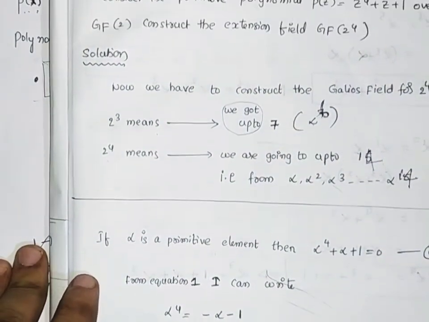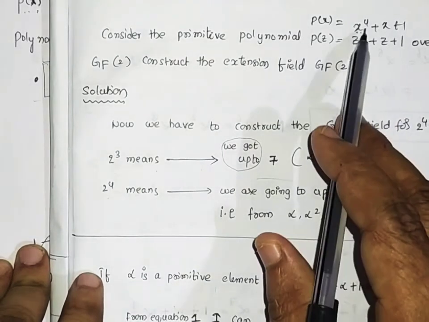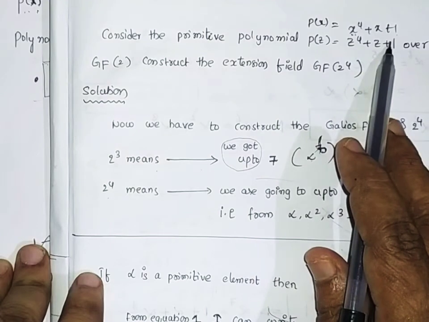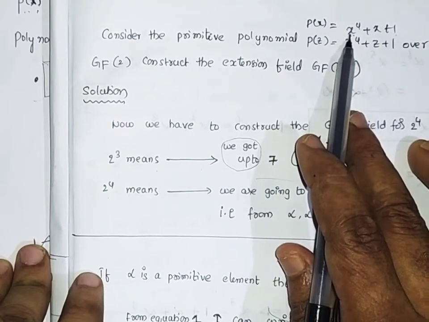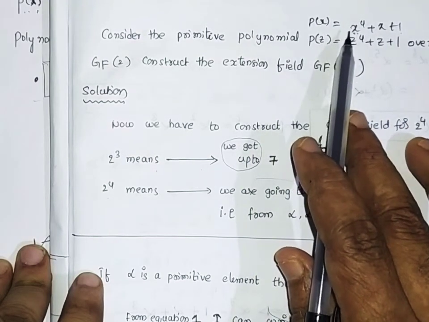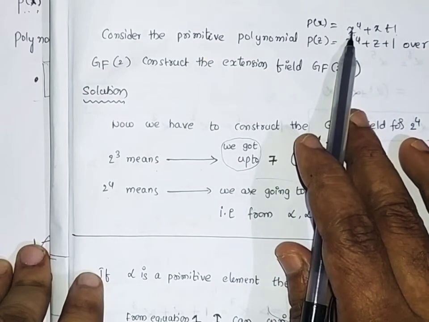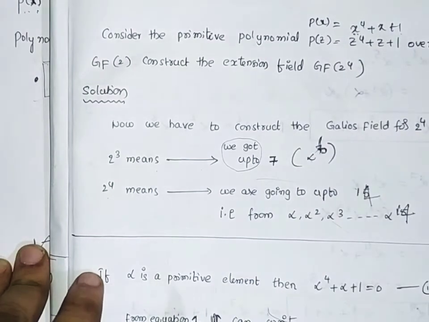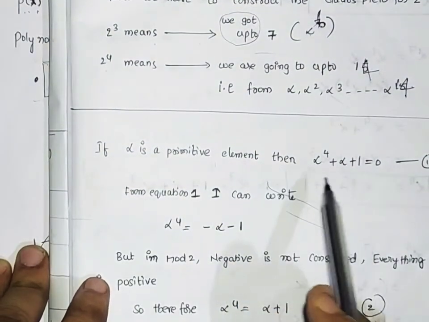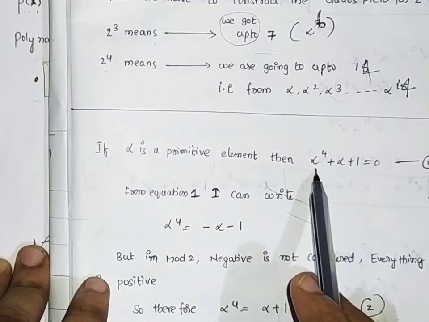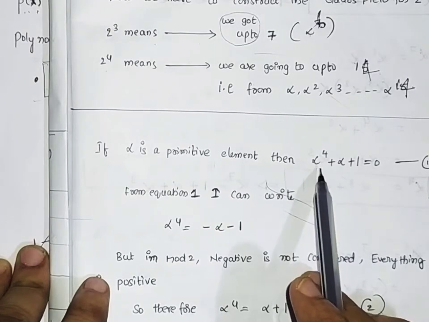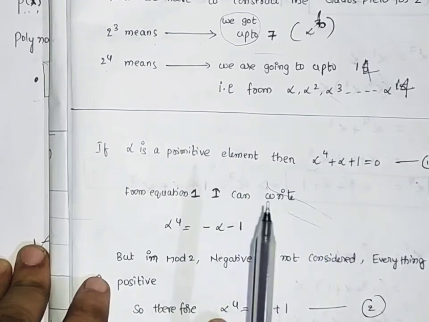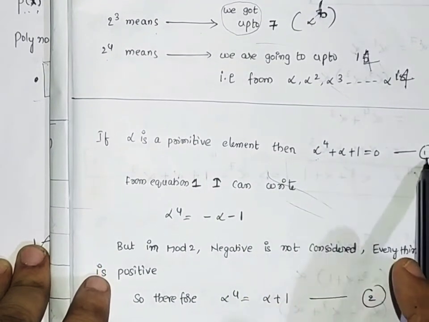As in the earlier case, this is the primitive polynomial. In this particular primitive polynomial, x is simply replaced by alpha. If you replace x by alpha in this primitive polynomial of degree 4, then the resultant equation will be like this. If I replace x by alpha, then this is the resultant equation. Let this particular equation be number 1.